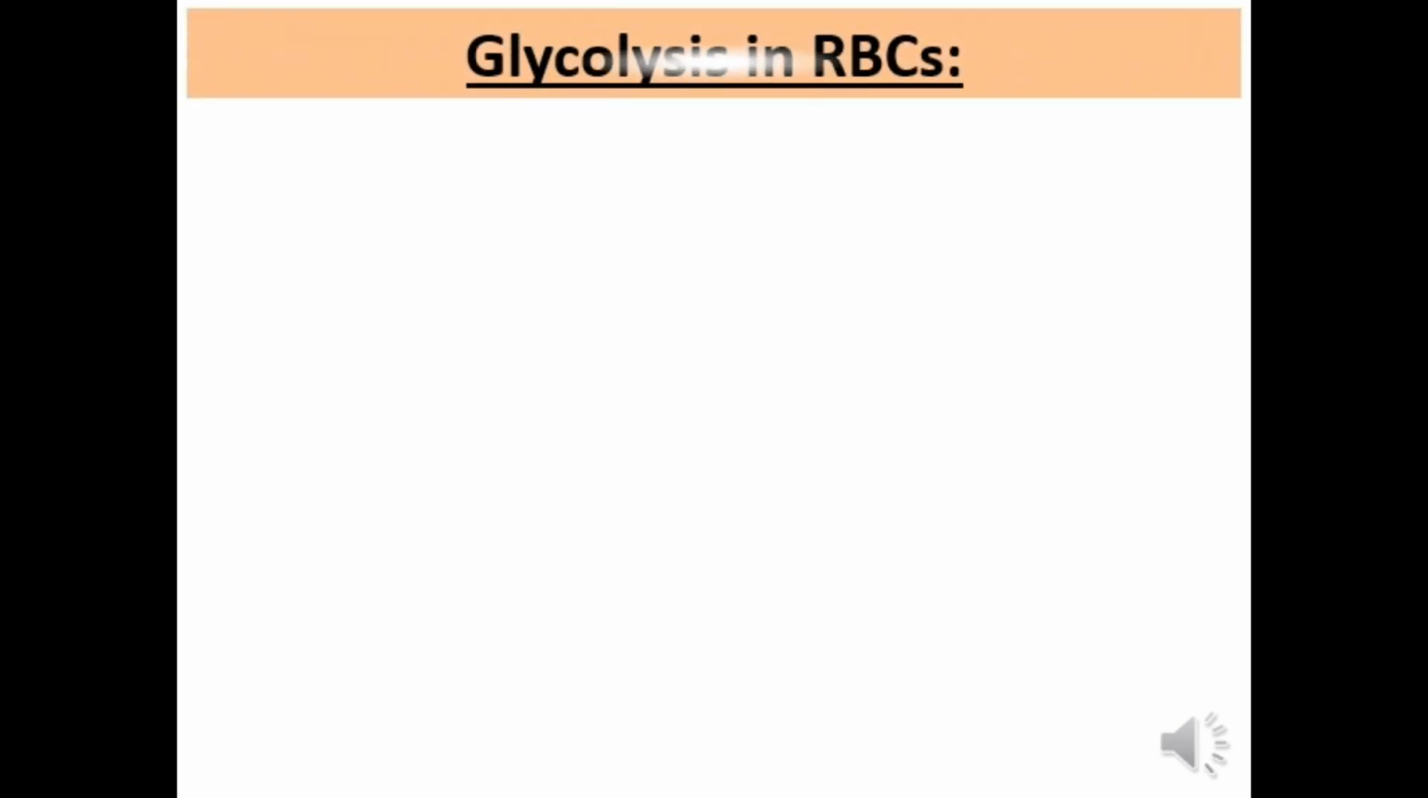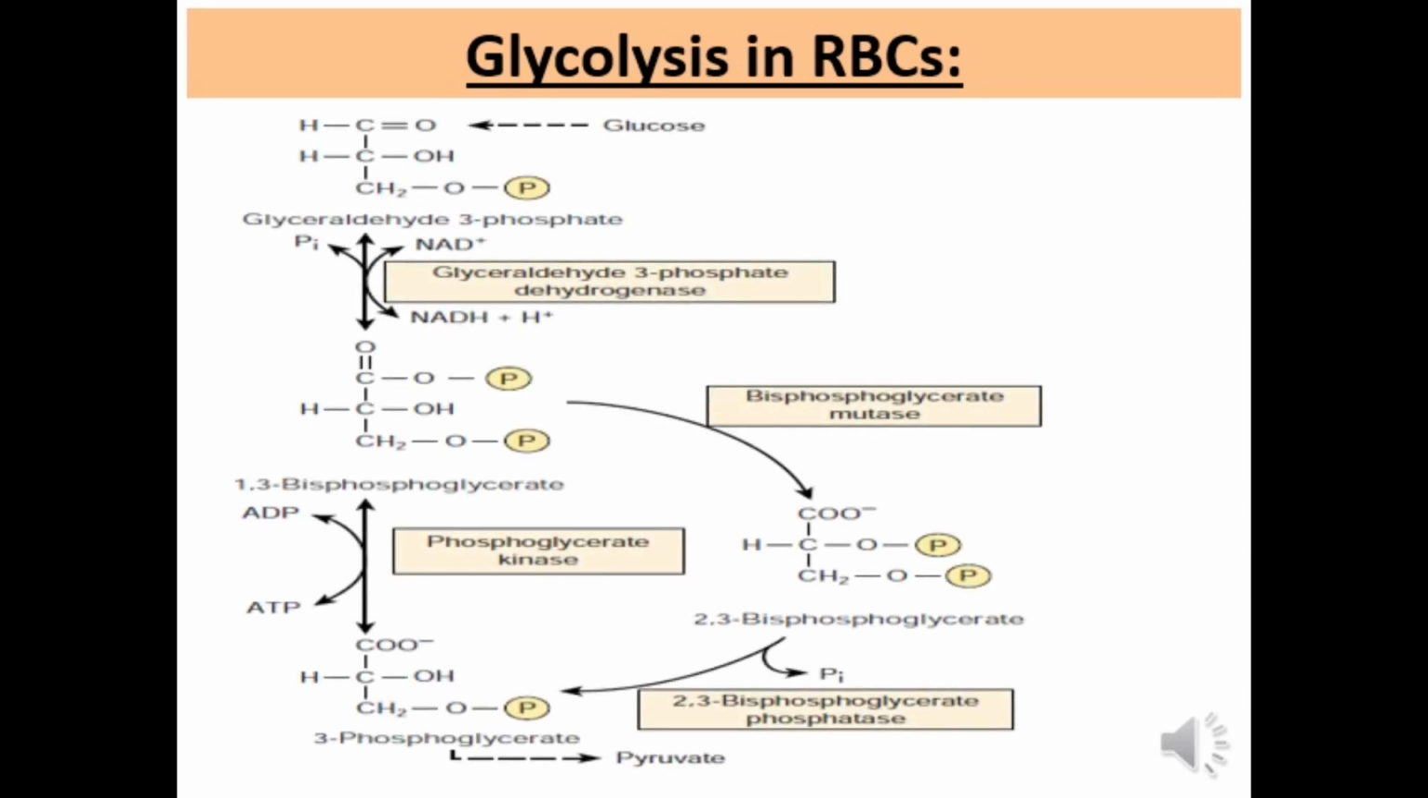Glycolysis in RBCs. In the erythrocyte, the first site in glycolysis for generation of ATP may be bypassed, leading to the formation of 2,3-bisphosphoglycerate, which is important in decreasing the affinity of hemoglobin for oxygen.